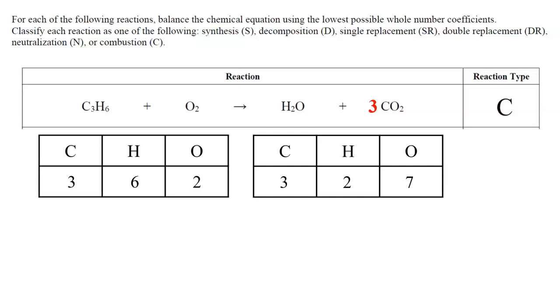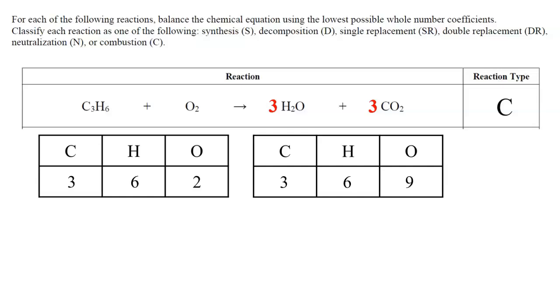Now I'm going to try to balance the hydrogen. So I see 6 hydrogens on the left, and I would like to get 6 hydrogens on the right. So I'm going to put a coefficient of 3 in front of the H₂O because 3 times 2 is 6. So now here's my new total for carbon, hydrogen, and oxygen on the right side of the equation. So I still have 3 carbons. Now I have 6 hydrogens and a total of 9 oxygens.